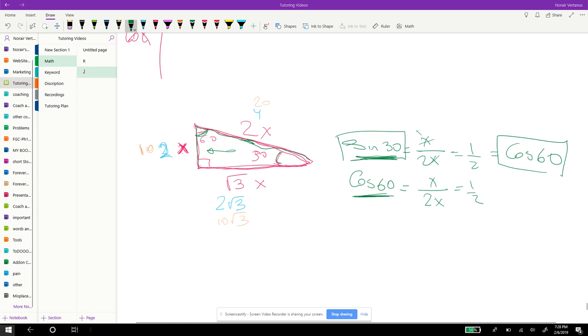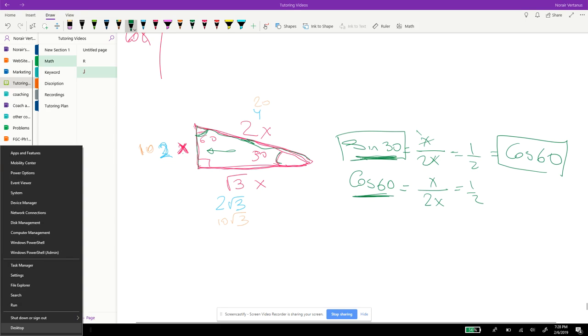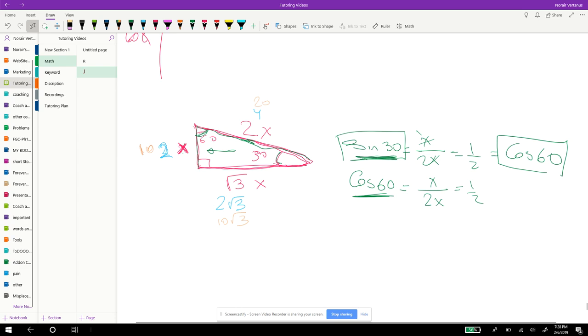And if you do this for the other one, 45, 45 too, you're going to get the same thing. And then if you do cosine of 30, let's do cosine of 30. What is cosine of 30?